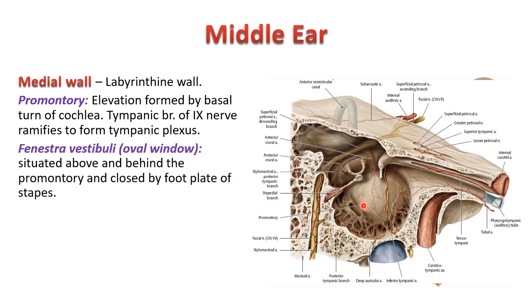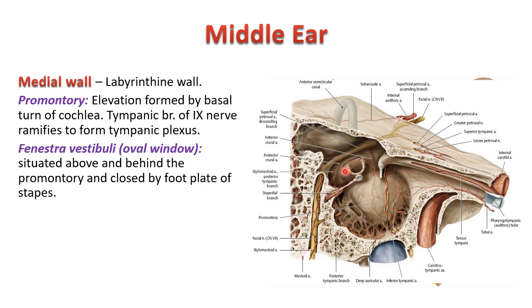Then above and behind the promontory you see an opening which is called the fenestra vestibuli or the oval window. In the living state it is closed by the footplate, the broad basal plate of the stapes, which closes the fenestra vestibuli.